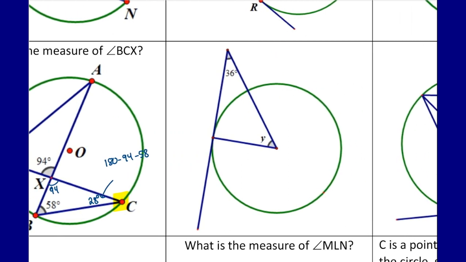Angle Y, so again, we have a tangent here. So it meets at 90 degrees. So this angle here is going to be 180 minus 36 minus 90, which equals 54 degrees.